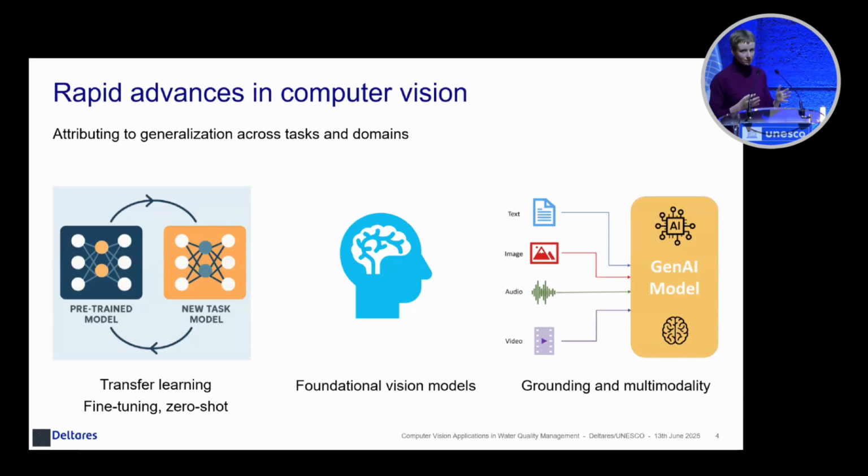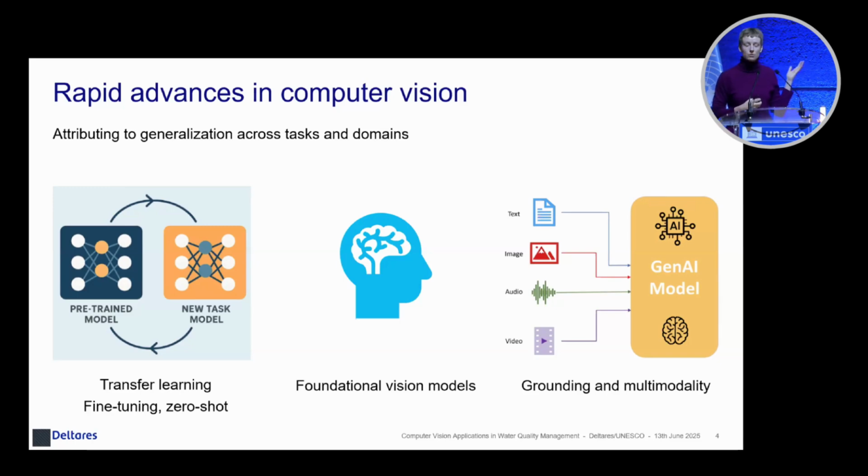We'll continue with more rapid advances in the past few years in computer vision, which all contributed to more generalization in the models across different tasks and domains. On the left, we see transfer learning, which allows a pre-trained model, with new data, to use the old knowledge from the pre-trained model to transfer to a new specific domain.